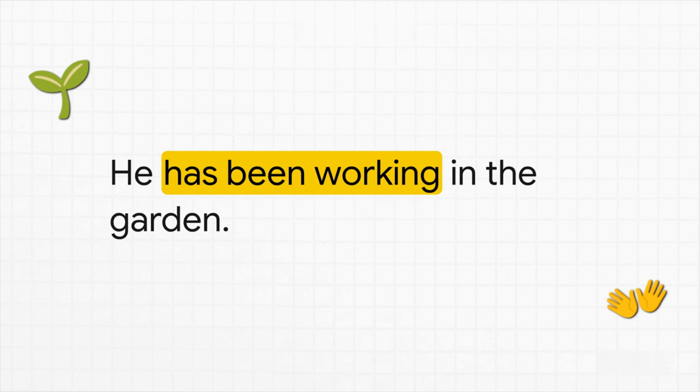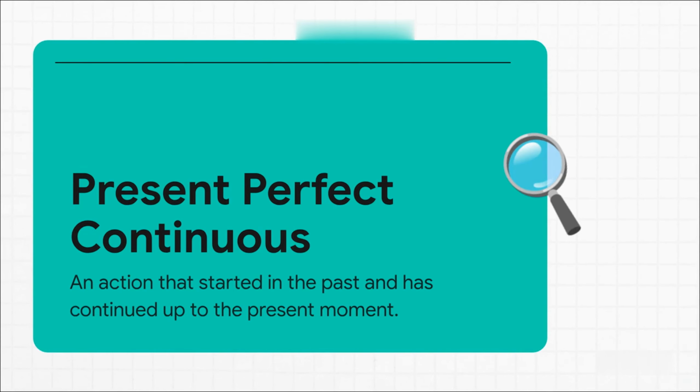It's the perfect way to connect what he was doing, working, with the result we can see right now, those dirty hands. So what exactly is this tense all about anyway? Well, to put it simply, we use it for an action that kicked off in the past and has kept going right up to this very moment. The key things to remember are duration and that strong connection to now.